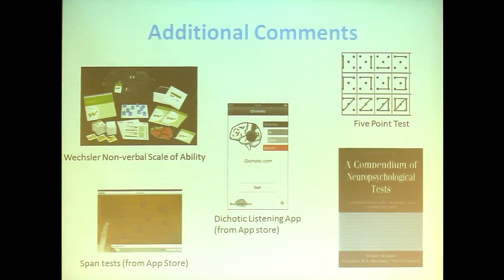Just some additional comments. I just put this together just for your information's sake. Here's the SPAN test that I showed you. If you go to an app store and you put in SPAN test, you're likely to find it.